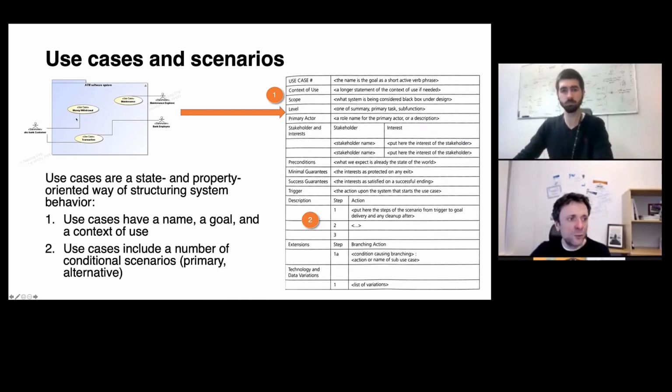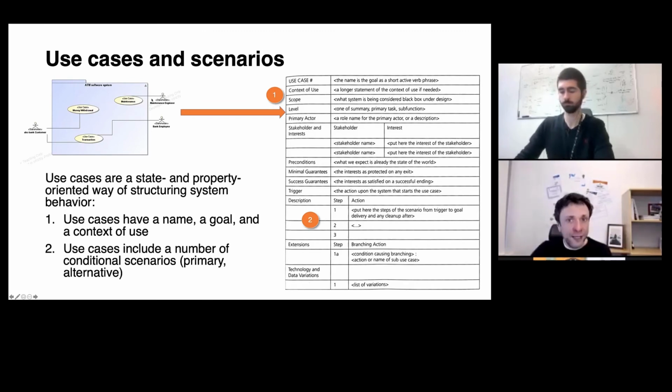One such example could be withdraw money or money withdrawal. I tend to use substantives here. Or opening a bank account or user authentication. So these are typical examples for my use case. And every use case has a name, a goal, and a context of use. The context of use is described already here by setting it in relation to my operational context.